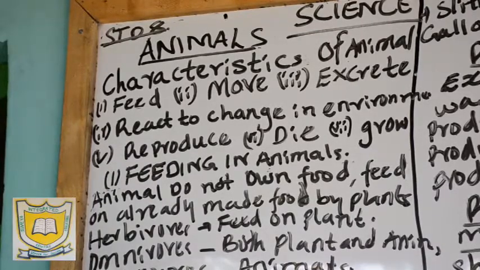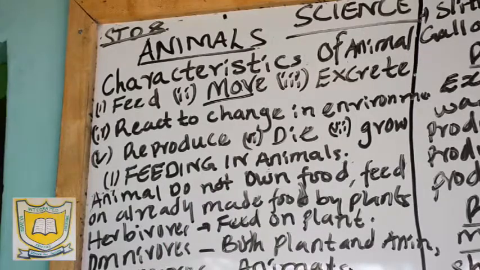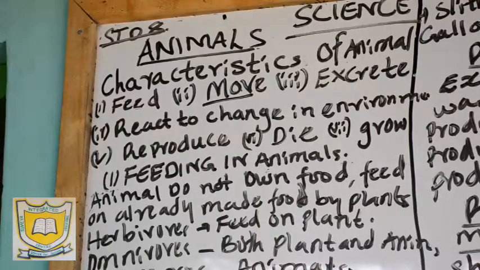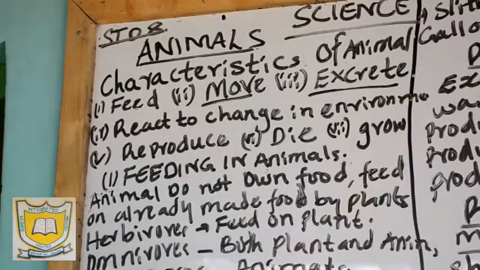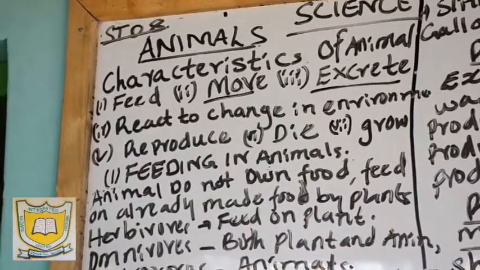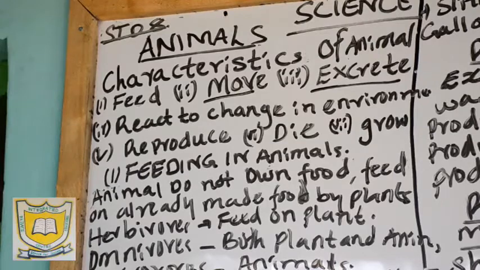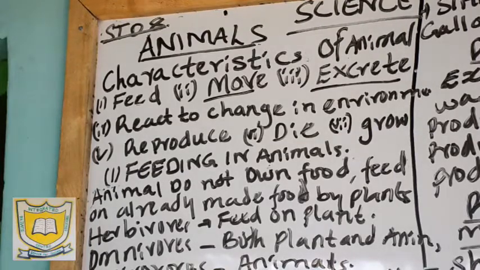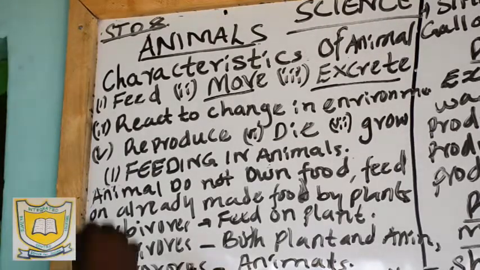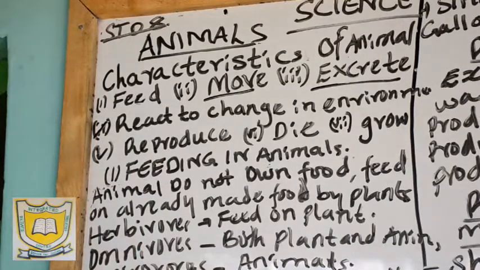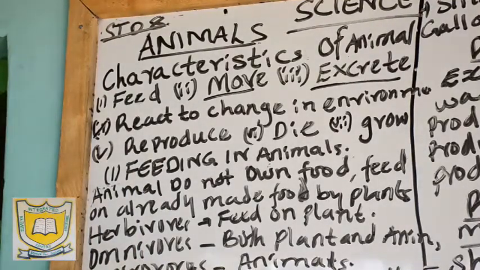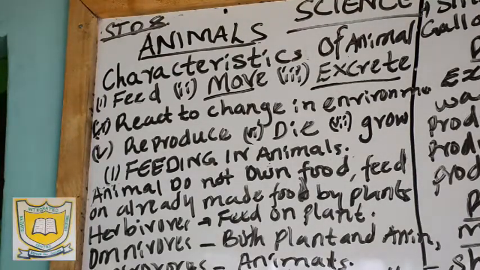All animals move, and we'll discuss movement. Why do animals move from one region to another? All animals excrete. Excretion we discussed during our first topic, where we said it is the removal of waste products. All animals also react to change in environment. You may get a higher temperature or a low temperature, cold or warmth.